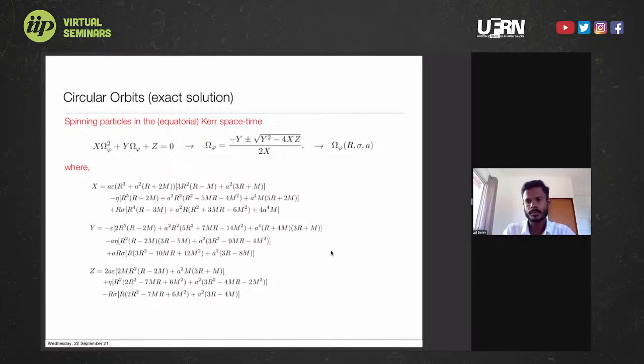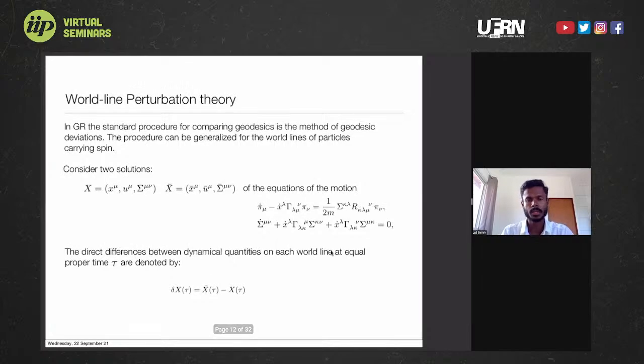Suppose we switch off the spin of the black hole, then it obeys the spinning particles in Schwarzschild. Suppose we switch off the spin of both the objects, then it obeys the test mass in Schwarzschild. So as it should be, it obeys all the special cases. So this is a complete and general solution. Having described the circular orbit, now let us go into eccentric orbit.